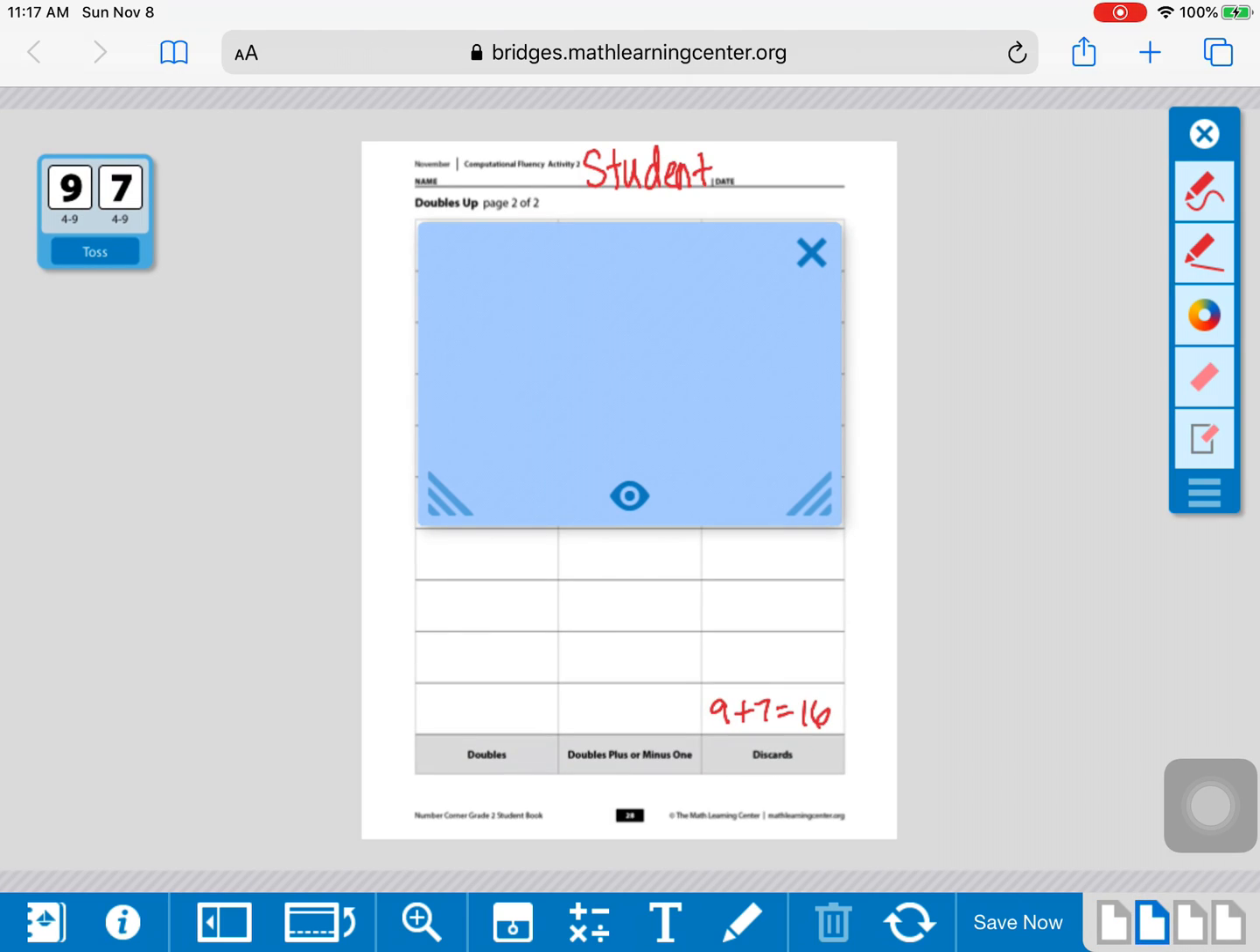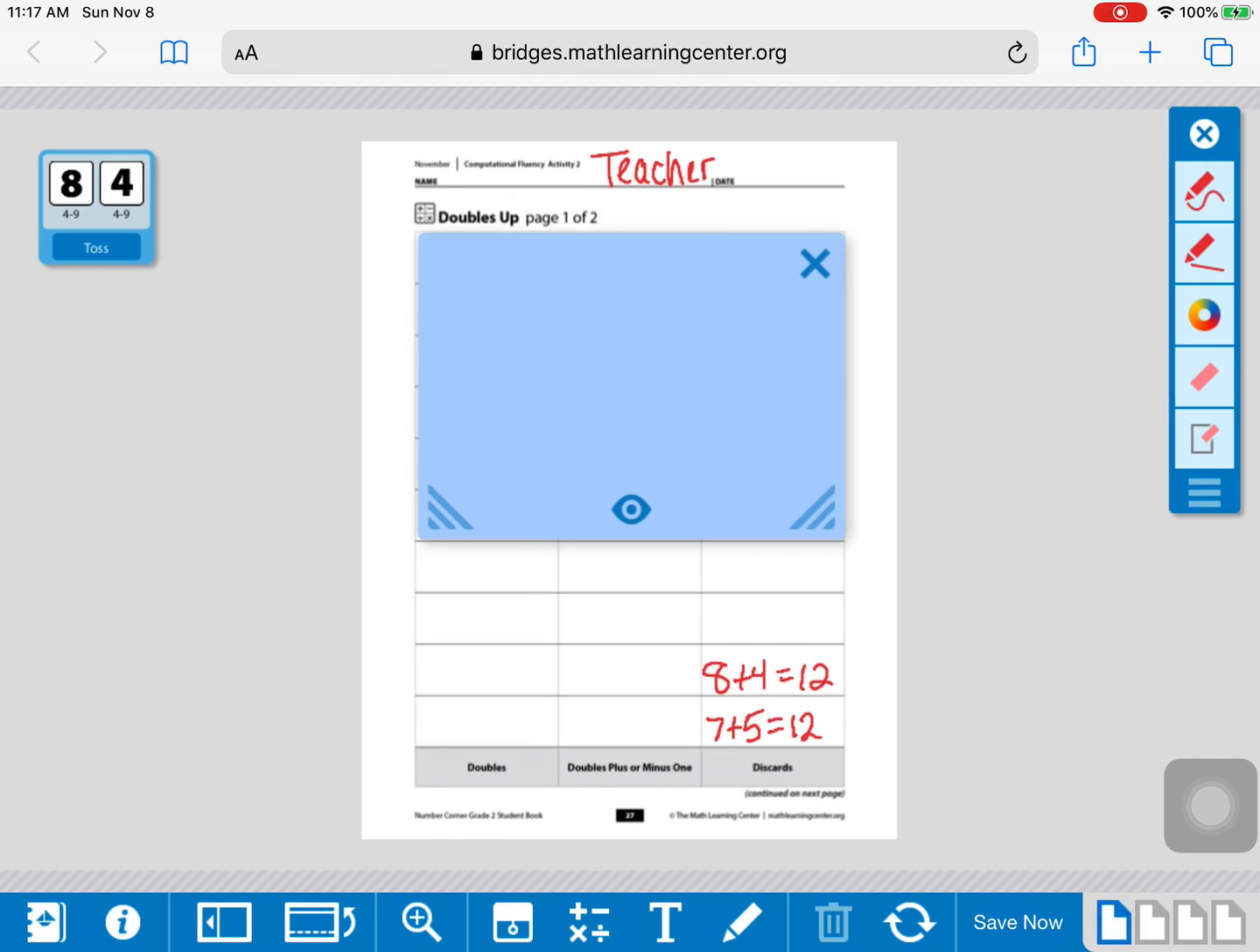All right, let's see if you get lucky this time. Let's toss. You got 7 and 4. What do you think? Is that a doubles plus or minus 1, or neither? You are correct. That is neither. So go ahead and write this equation in your discard pile. What equation are you going to write? 7 plus 4 equals 11. Awesome.